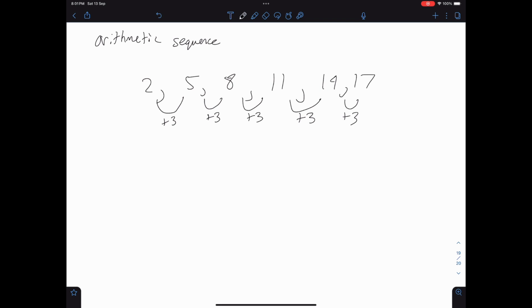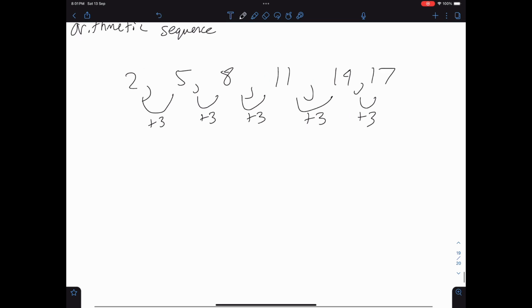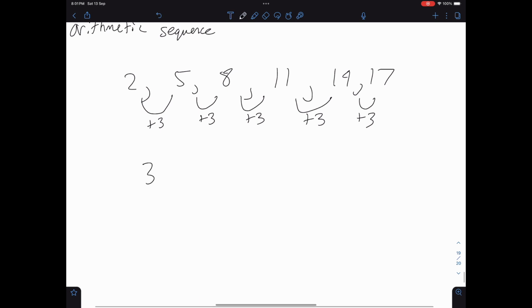So how can we generalize this formula? Well, with every increase in the number of terms, you're adding 3, right? For every term you go up, you add 3. So its rate of change is 3. So its gradient is 3. So it'll be 3n, where n is the position of a term in the sequence.